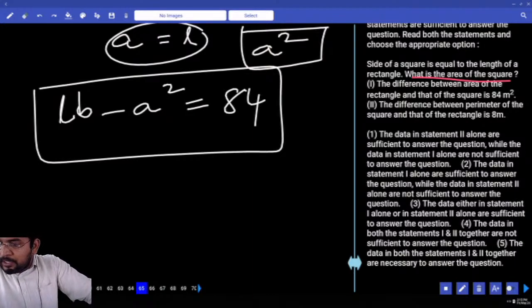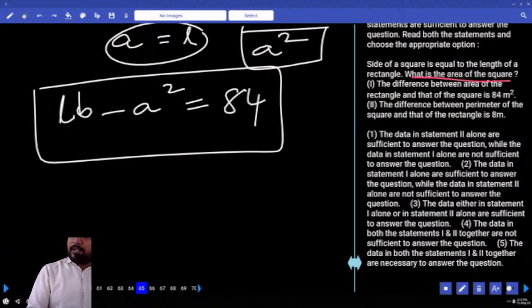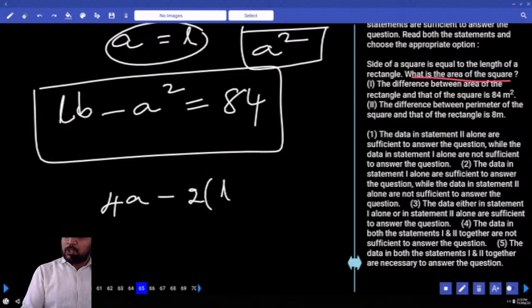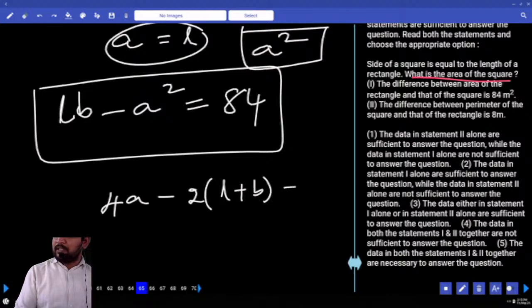Next, the second statement. Now see only the second statement. The difference between the perimeter of the square and that of the rectangle. Perimeter of the square is 4A. Perimeter of the rectangle is 2 times (L plus B). That is equal to 8.